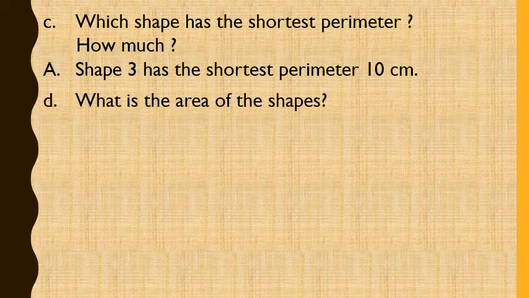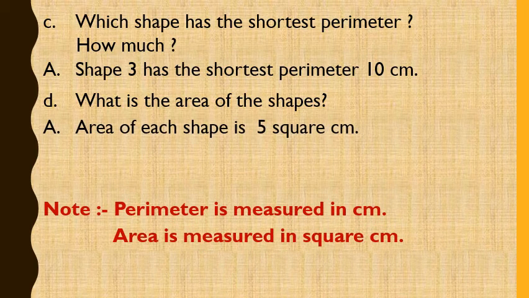What is the area of all these 12 shapes? The area of all these 12 shapes is 5 square centimeter, since all shapes consist of 5 complete squares. Note that perimeter is measured in centimeter, whereas area is measured in square centimeter.